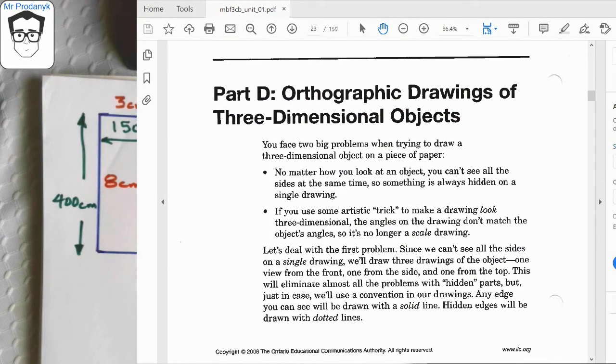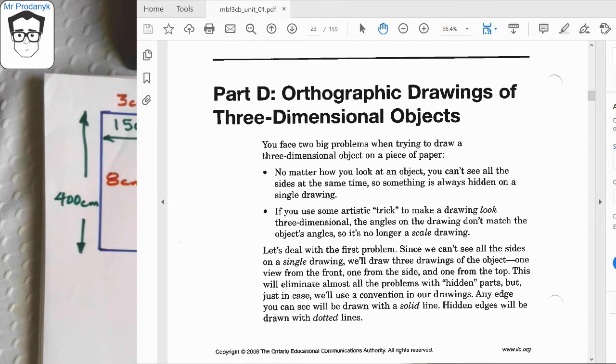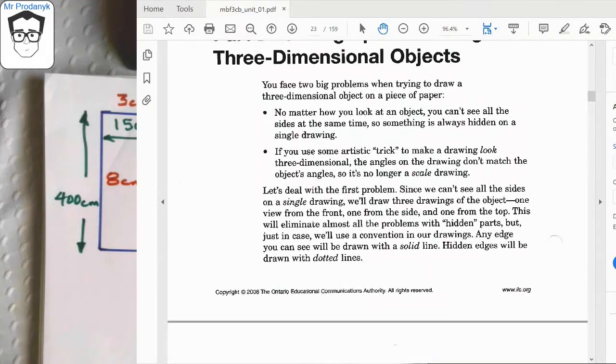Orthographic drawings of 3-dimensional objects. Wow, that's a big word right there. Orthographic. In some types of drawing and manufacturing and engineering and technology and drafting and design, you have real 3-dimensional objects, but you want to be able to draw them out on paper, especially 3-dimensional objects that aren't nice and uniform.